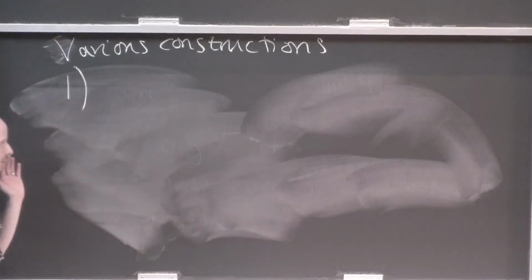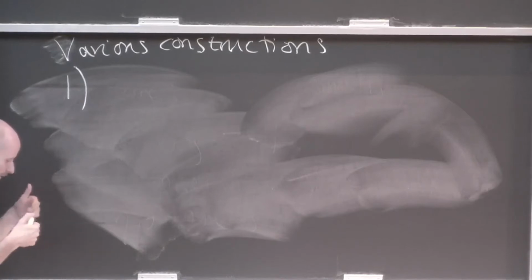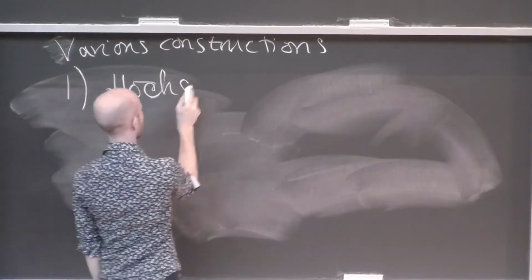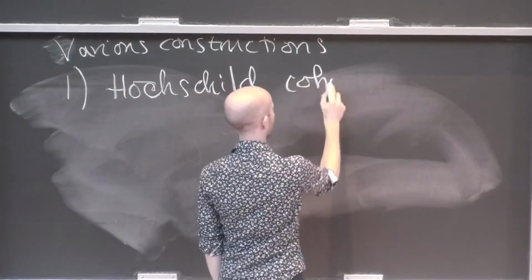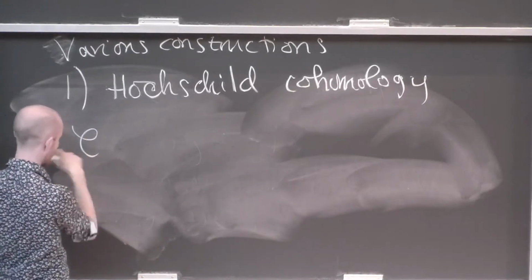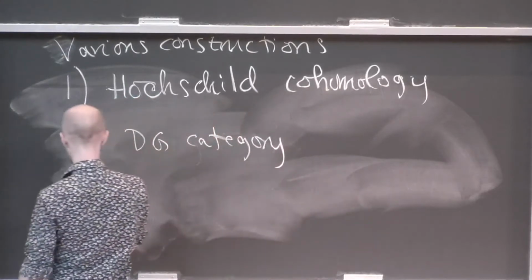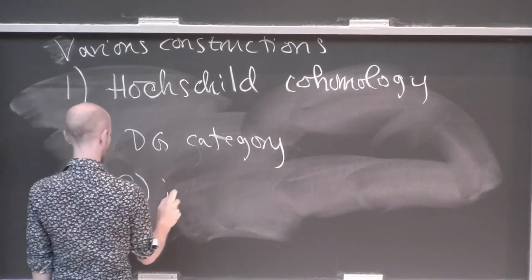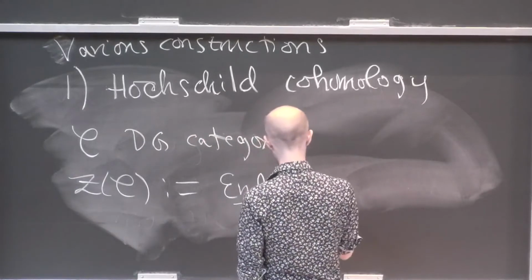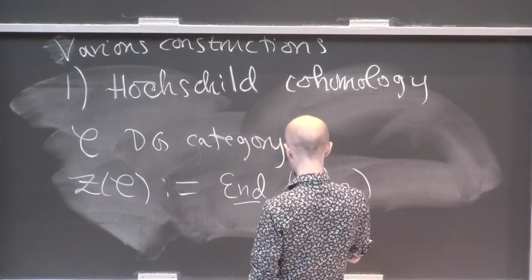So the scientific way to talk about being functorial, being natural, for an endomorphism to be natural in the DG setting, is the language of Hochschild cohomology. So here, if C is a DG category, I'm going to set Z(C), by definition, to be the following: endomorphisms of the identity functor for C in the category of endofunctors of C.